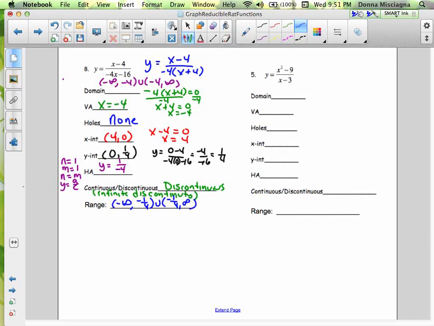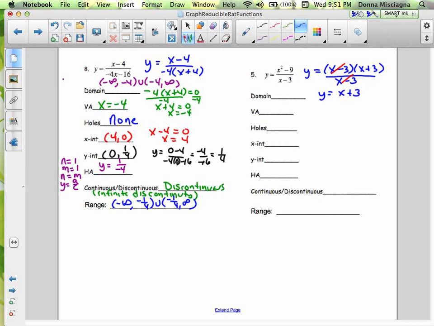All right, now let's try the next one. First of all, let's try to reduce that. That's an easy factoring. We have a difference of squares, so that'll be square root minus square root times square root plus square root. And look at that, we can cancel the x minus 3's. So in reduced form, this function is y equals x plus 3.